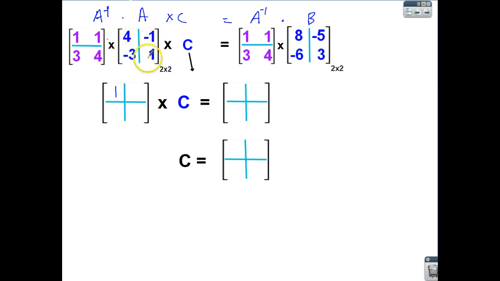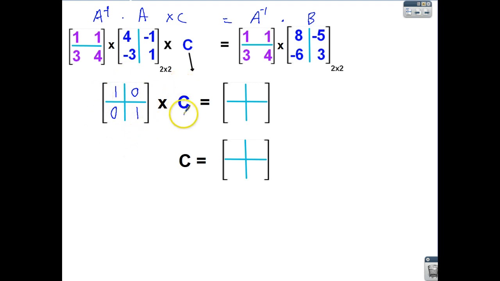Row 1 times column 2. 1 times negative 1 is negative 1, plus 1 times 1 is 1. Negative 1 and positive 1 add together to be 0. Row 2 times column 1. 3 times 4 is 12, plus 4 times negative 3 is negative 12. Positive 12 and negative 12 add up to be 0. And then row 2 times column 2, 3 times negative 1 is negative 3, plus 4 times 1 is 4. Negative 3 and 4 is positive 1, and thus we get the identity matrix.